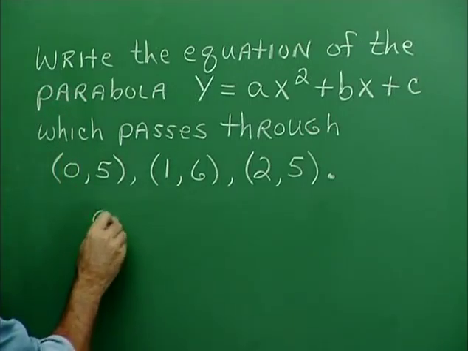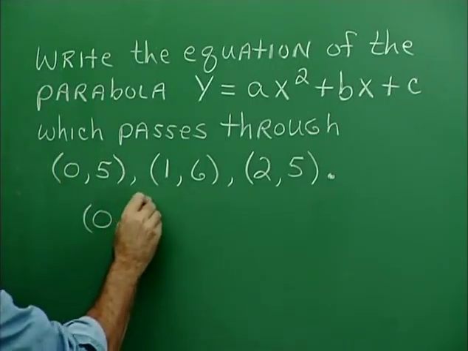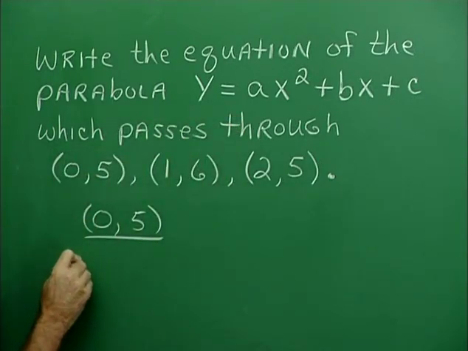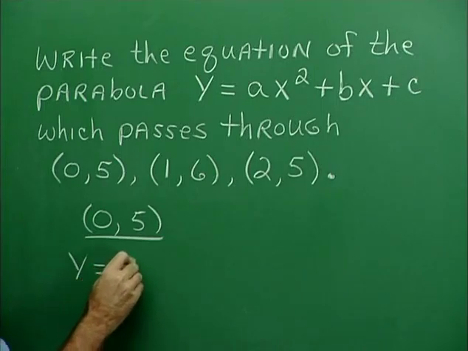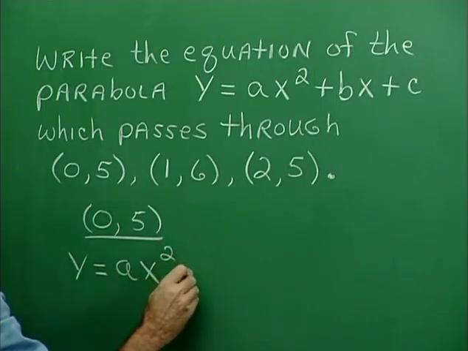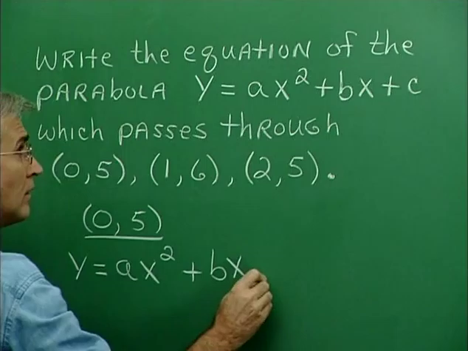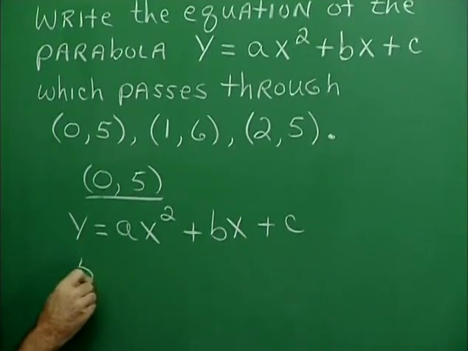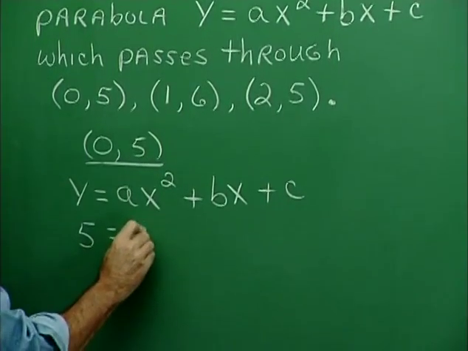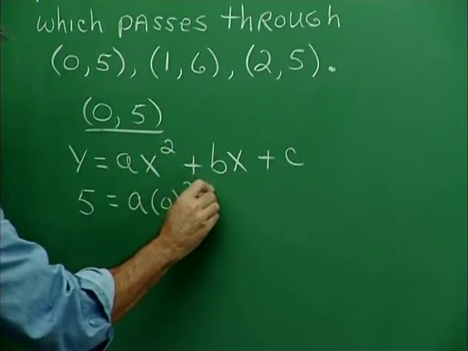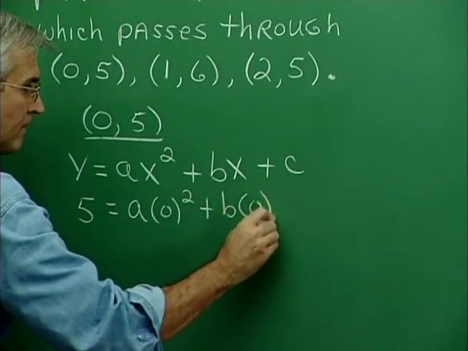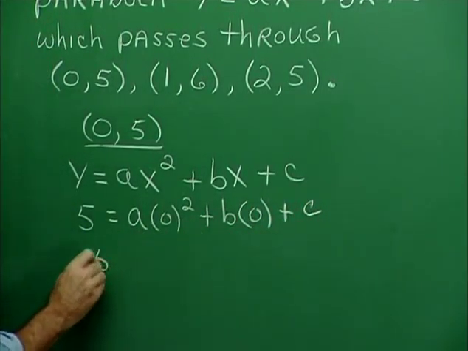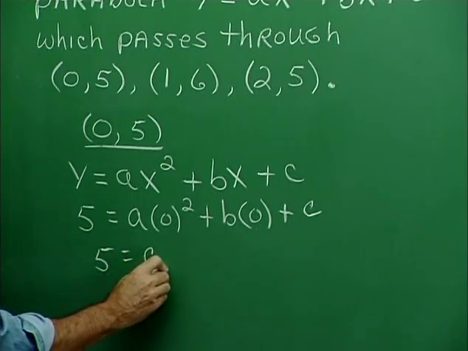We would begin here, if I choose to begin with this point, then in that model I would write y equals... now I'll repeat the model here and then make the substitutions. Now x is 0, y is 5. So y is 5, x is 0. So here's what we're doing. Now these two terms go out, so we have found that c is equal to 5.